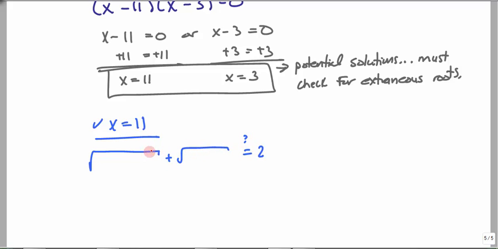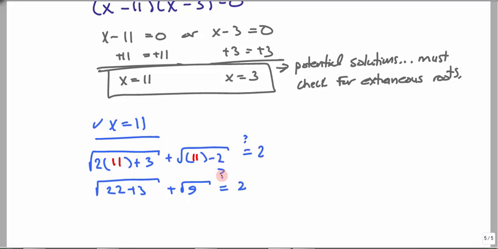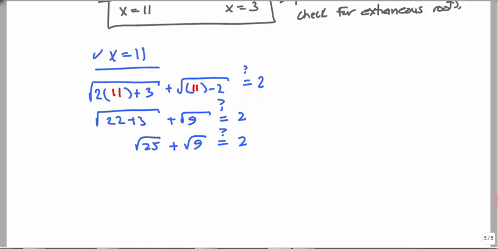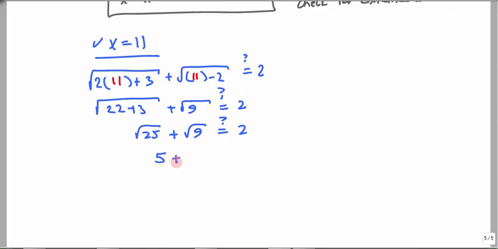So my original problem was 2x plus 3, plus root x minus 2. So everywhere I see x, I'll plug in an 11. So I have 22 plus 3 here. 11 minus 2 is 9. Root 25 plus root 9. Is this a true statement or not? So root 25 is 5. Root 9 is 3. 5 plus 3 is 8. This does not equal 2.